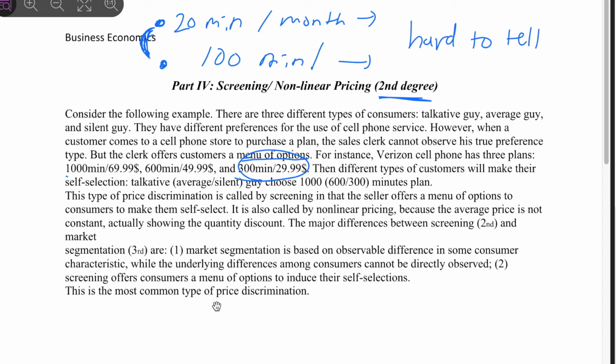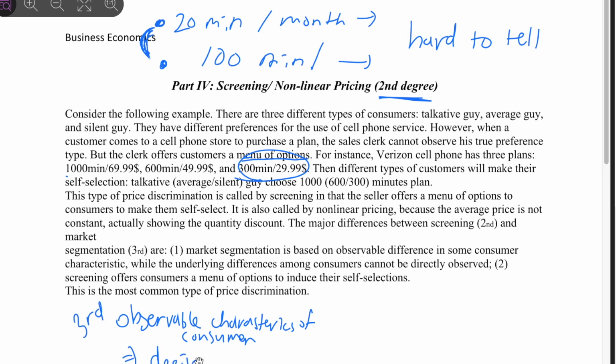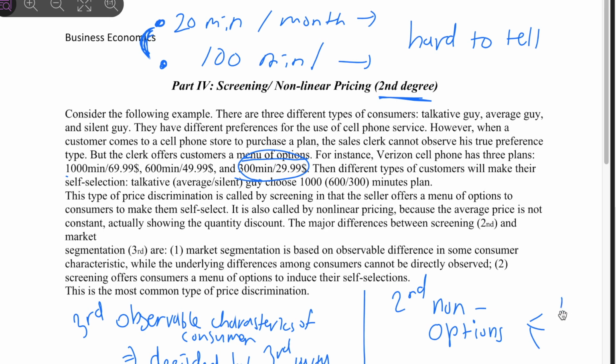For the third degree, what makes the difference is the observable characteristic of the consumer, right? Third degree is decided by a third party, right? But second degree is a non-observable characteristic, and we only give options, right? So we don't know, but there are different types of people, so we're gonna offer option 1, 2, 3, and you can choose what you want, right?